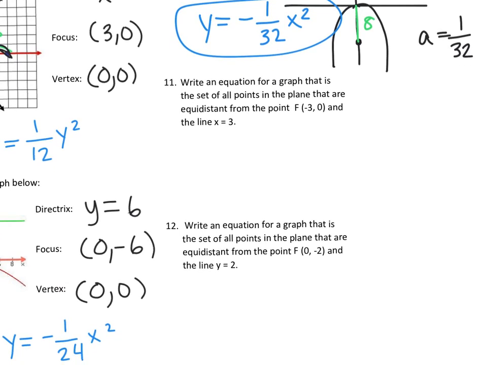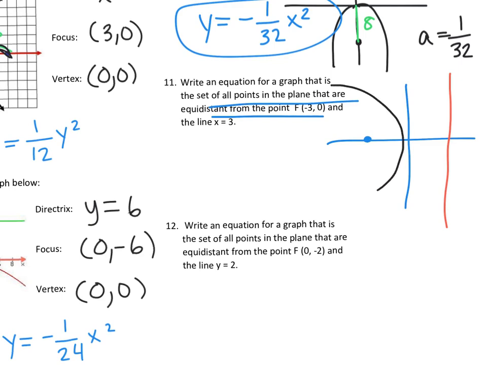Okay, number 11. Write an equation for the set of all points in the plane that are equidistant from a point. That's a definition of a parabola. So your parabola is created because the distance between a focal point and a line is constant, and that line is the directrix.